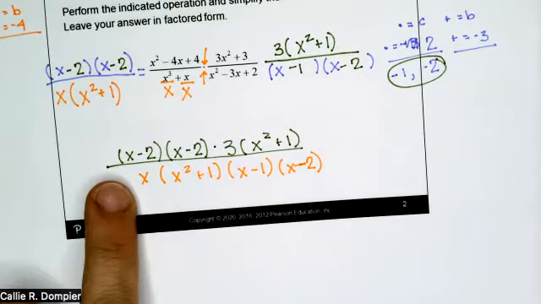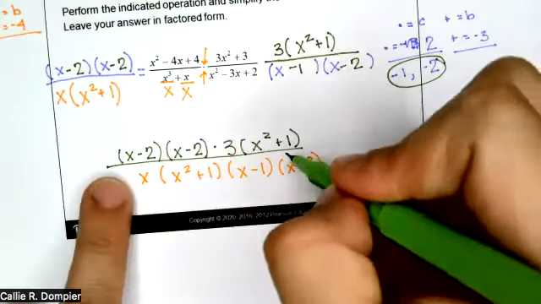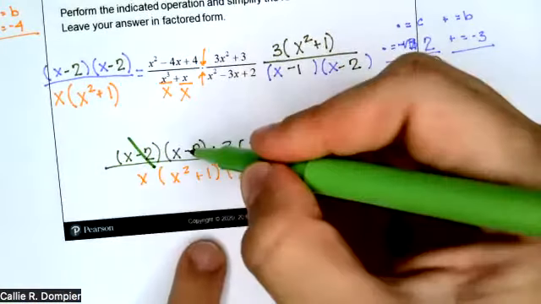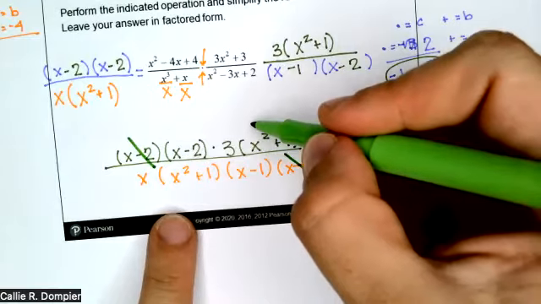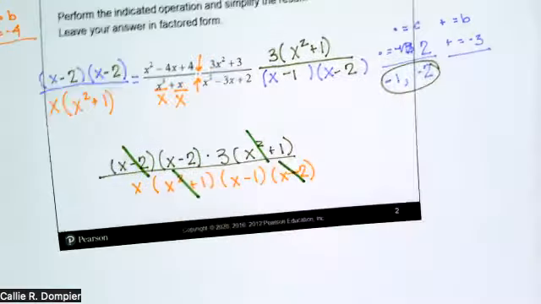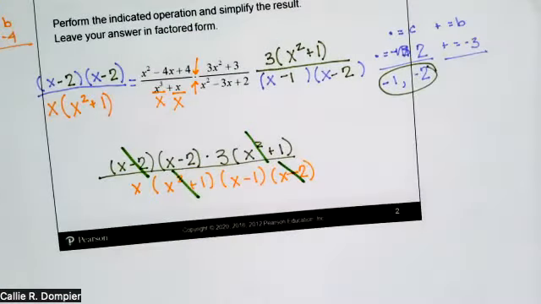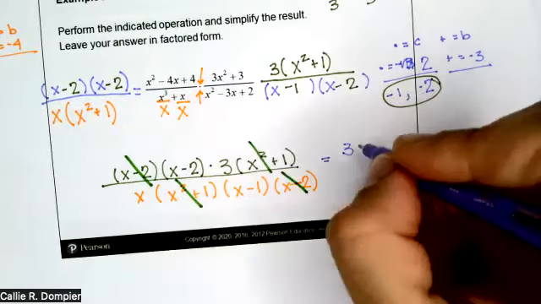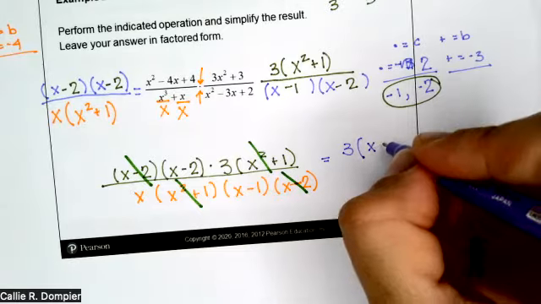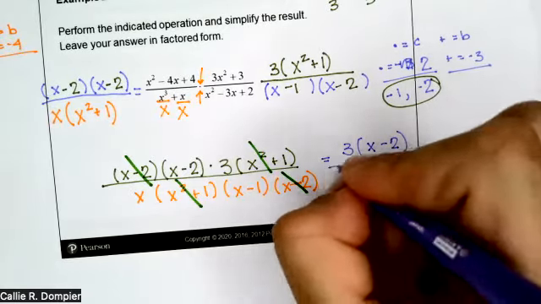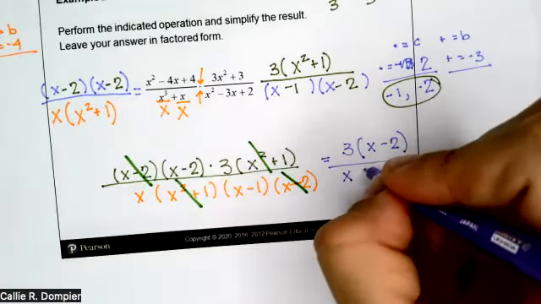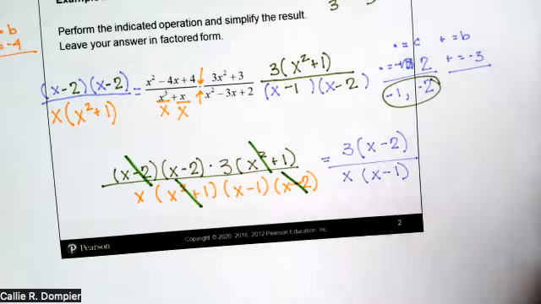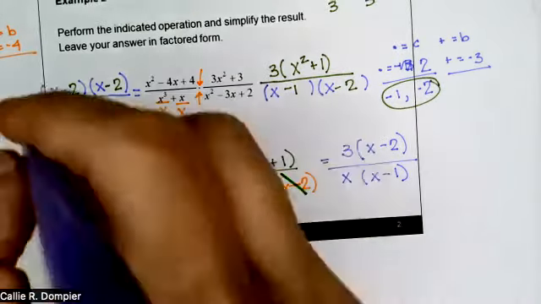Now there's an x minus 2 on the top, there's an x minus 2 on the bottom. There's not a second one, there's no 3, but there is an x squared plus 1. So you eliminate what you can, and it also makes sense to me to put it in a different order. So 3 times x minus 2 over x times x minus 1. And you leave your answer in factored form.